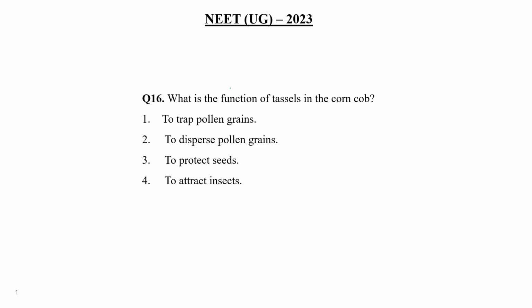Next, what is the function of tassel in the corn cob? What is the function of tassels? That hairy structure which is present in the corn. To trap pollen grains, to disperse pollen grains, to protect seed, or to attract insects. Just take 5 seconds and then tell me the answer.